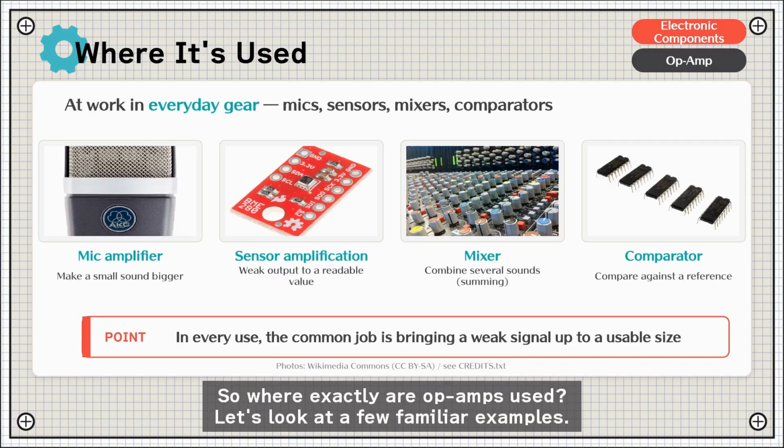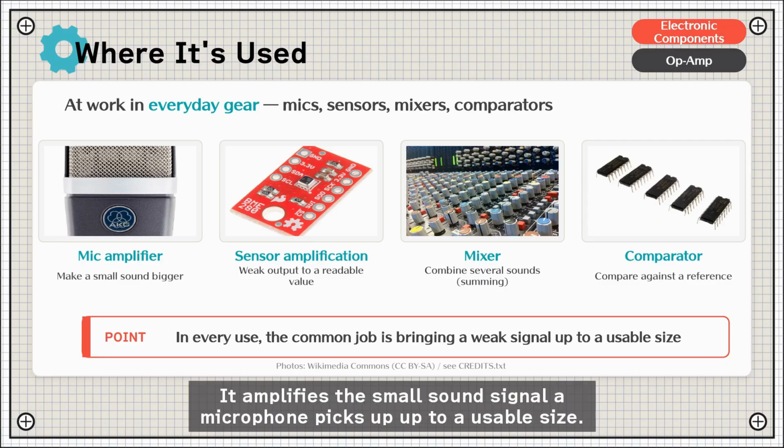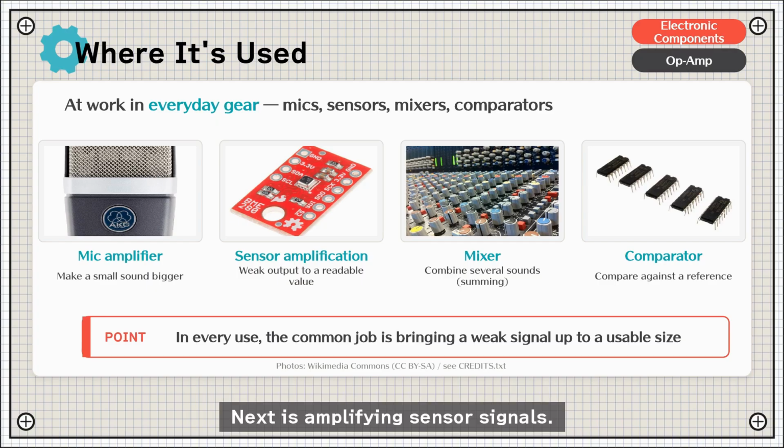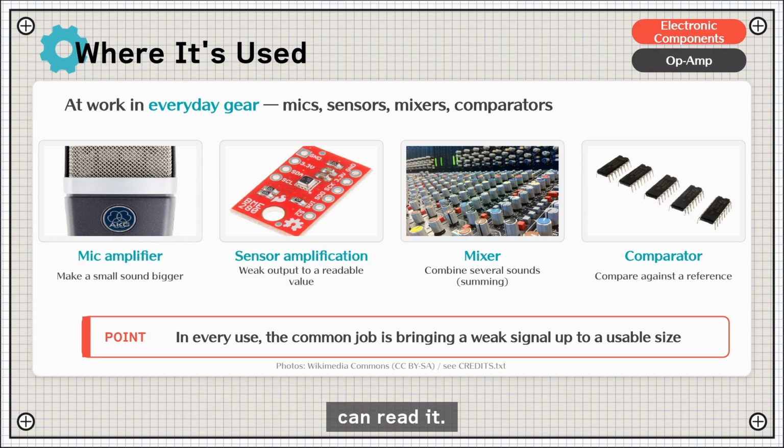So where exactly are op-amps used? Let's look at a few familiar examples. The classic one is the microphone amplifier. It amplifies the small sound signal a microphone picks up to a usable size. Next is amplifying sensor signals. It boosts the tiny voltage from a temperature or light sensor so a microcontroller can read it.